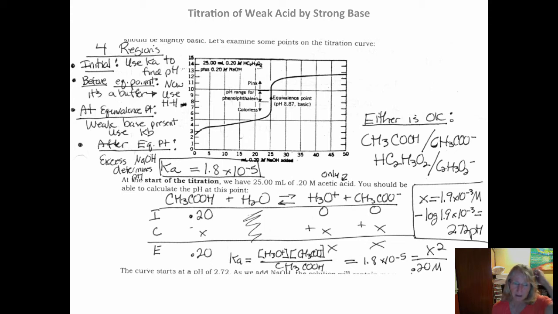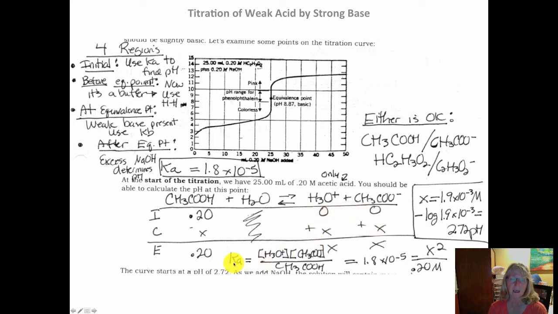Okay, so at the start of the titration, you had 25 milliliters, it's up here in the corner of the curve, of 0.2 molar acetic acid. So I don't need to worry about the volume, but this time a weak acid undergoes hydrolysis, so I had to show an equilibrium equation happening, and I had to write a Ka expression. I'm going to let the concentration of the hydronium and the acetate stand for X, because whatever the acetic acid loses in hydrolysis, that must equal what these increase in concentration, yet they started at 0.